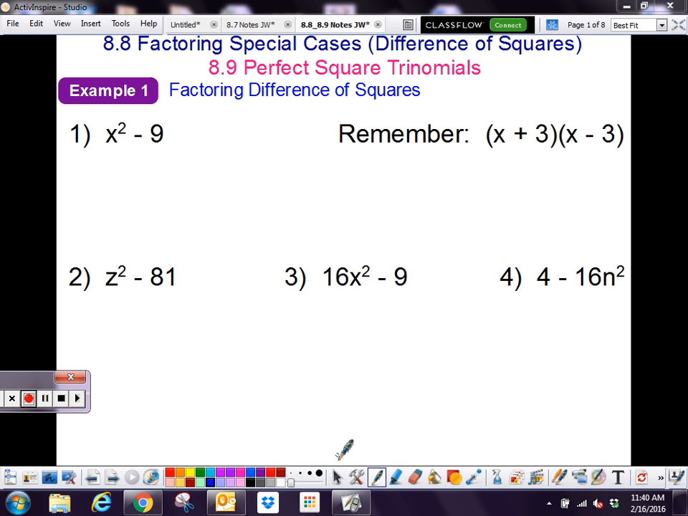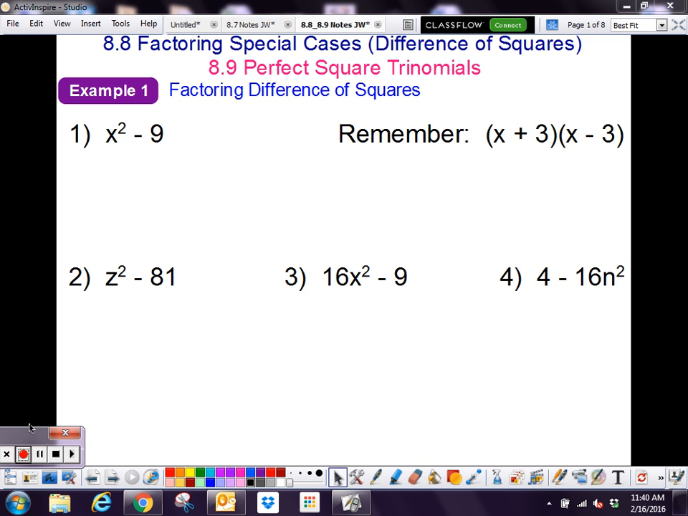All right, y'all, so today we're going to look at difference of squares. So we need to make sure that we remember what a perfect square is. We talked about this already. I don't remember what day we talked about it, but we did talk about perfect squares. And so we're going to look at difference of squares today.